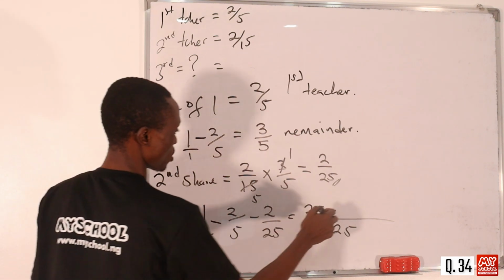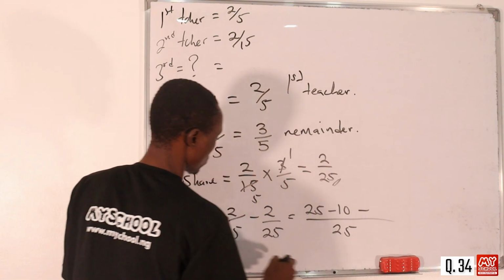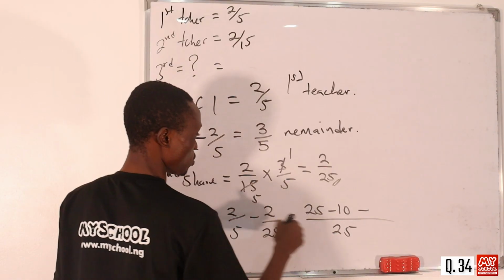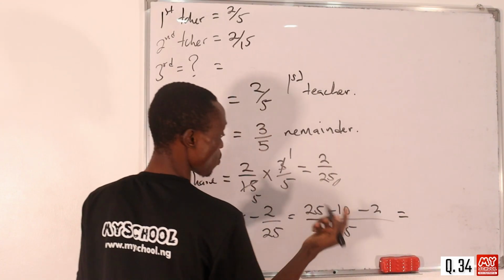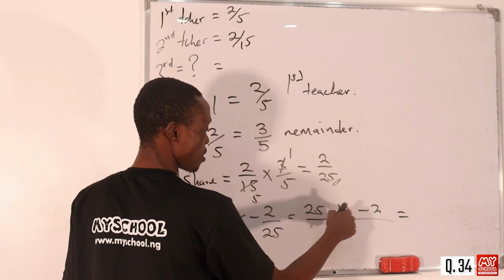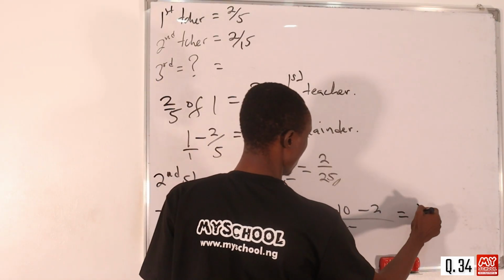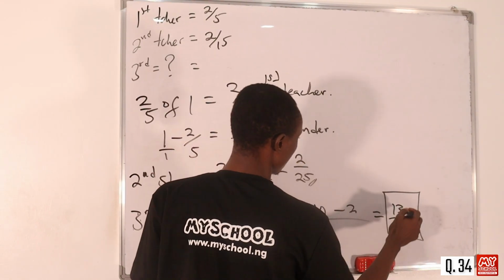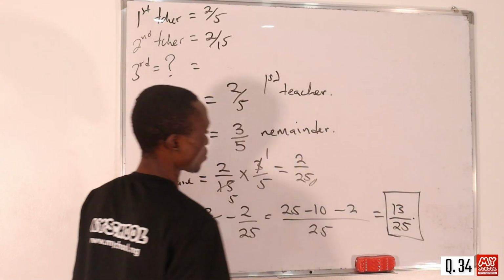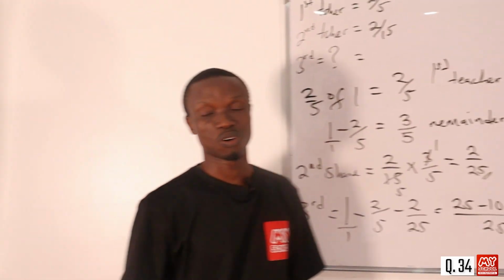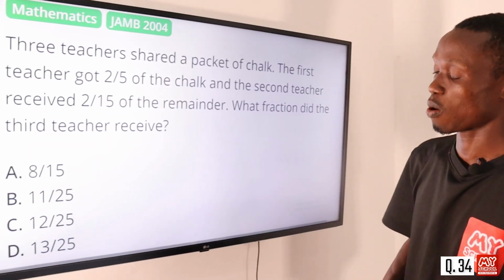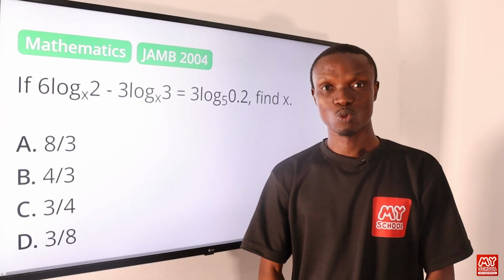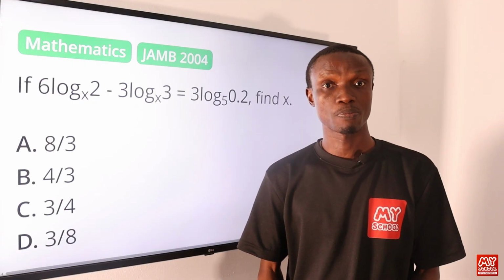So 5 times 2 will be 10, then minus 25 into 25 is 1, then 1 times 2 will be 2. So here we're now having 25 minus 10 minus 2, and that will be equals to 13/25. So the third teacher received 13/25 of the chalk. Let's return to the screen to pick the correct answer to this question, and that is option D, 13/25.